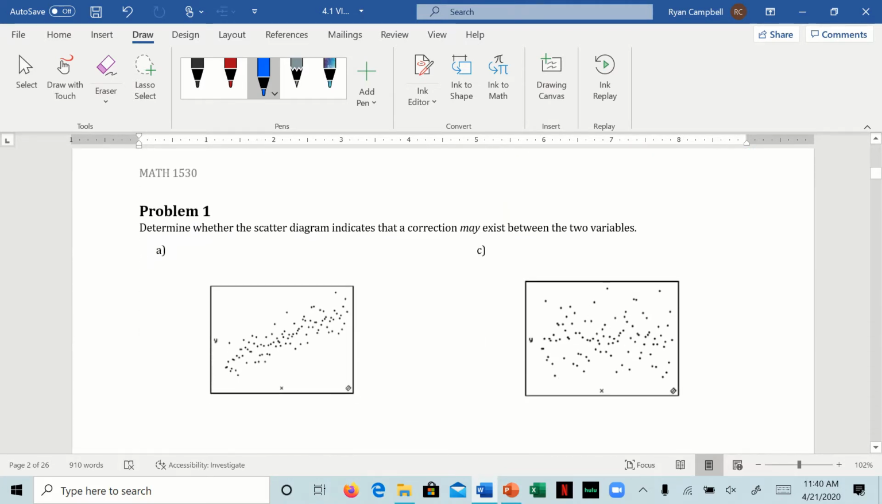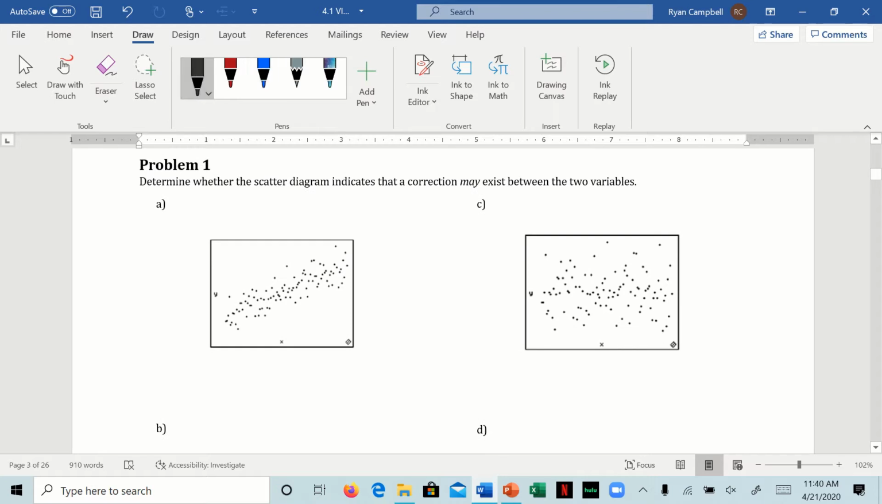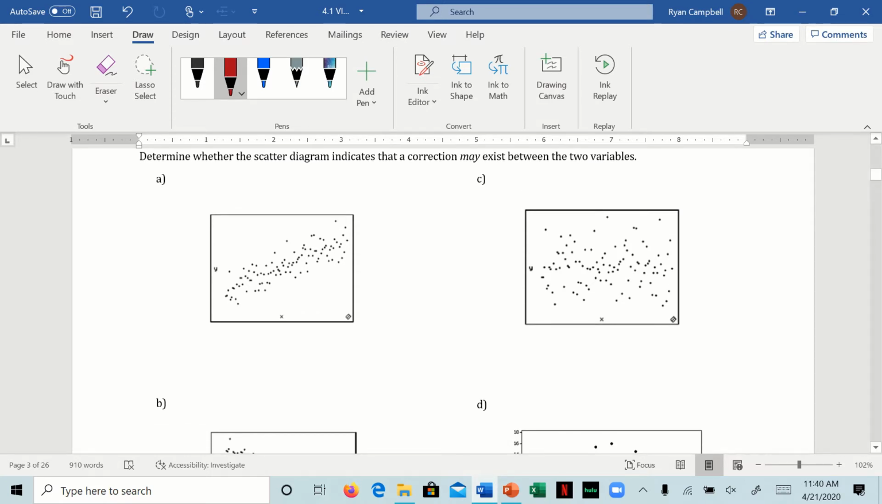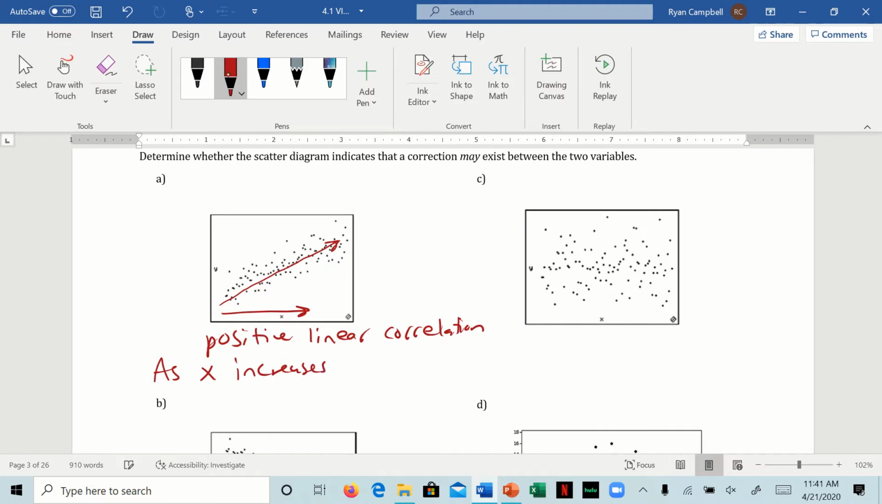All right, so let's look at this. Let's determine what kind of scatter plots these are, if there is a correlation and what they may be. If we look at the first one, it's kind of seeming like everything is going up. So this is going to be a positive linear correlation, probably. We'll talk about specifically how we know one way or the other later, but if we had to guess, we would say there's probably a positive linear correlation, which means that as x increases, then y is also increasing.